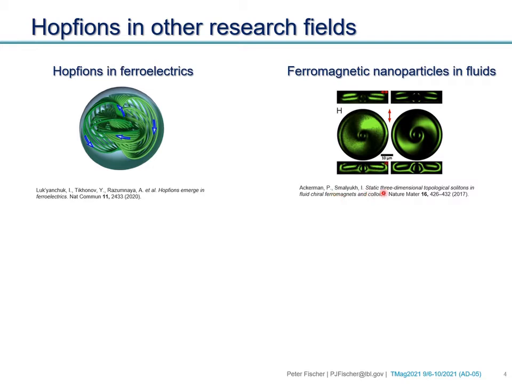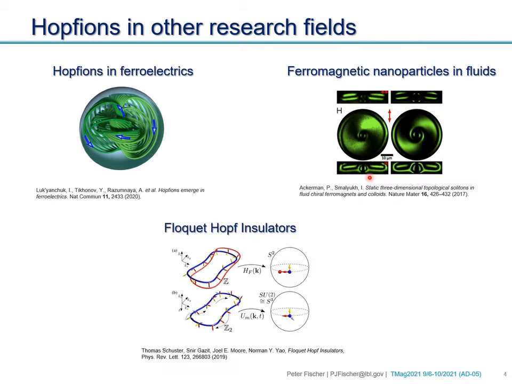These are 3-dimensional topological solitons. But I want to point you to one thing: this is the scale here. This is on the order of tens of micrometers. What we're interested in is really bringing these magnetic Hopfions down into much smaller length scales, in the range of a couple of nanometers. There's also a recent interesting paper from Norman Yao and Joel Moore from Berkeley, where they looked into insulators and defined the so-called Floquet Hopf insulators. Again, slightly related to this field of Hopfions.